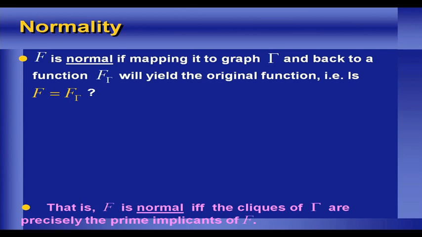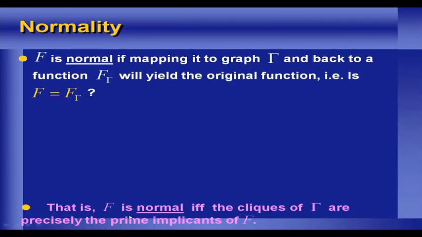I must introduce one other notion about normality. A function is normal if this process of taking the function, mapping it to its co-occurrence graph, and then taking the co-occurrence graph and mapping it back to a function yields the original function that you have. If it does, this two-step process gives you the same thing. We call it a normal function. So f is normal if and only if the cliques of the graph are precisely the prime implicants of the original.